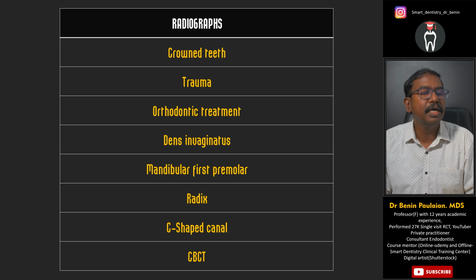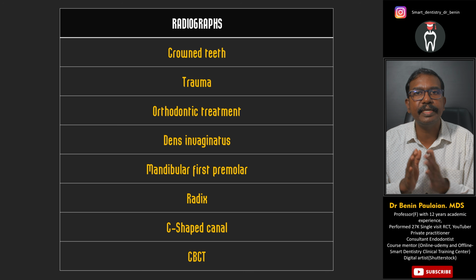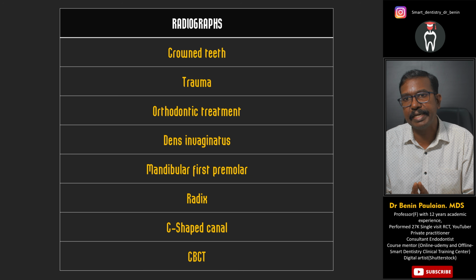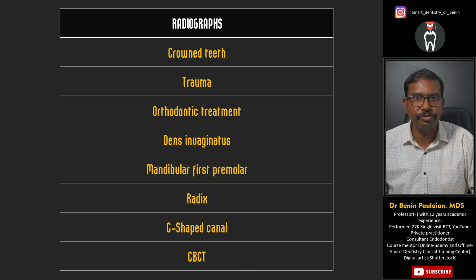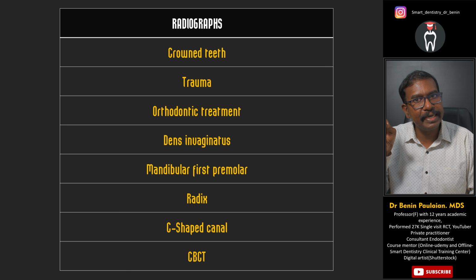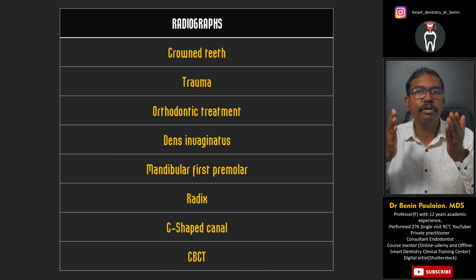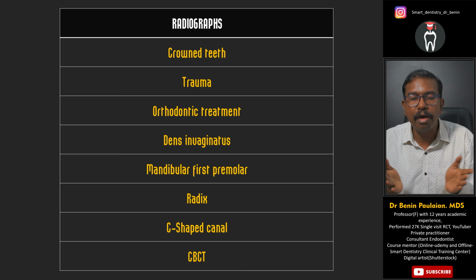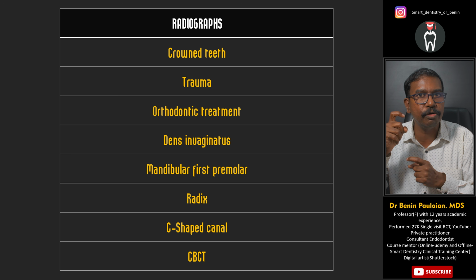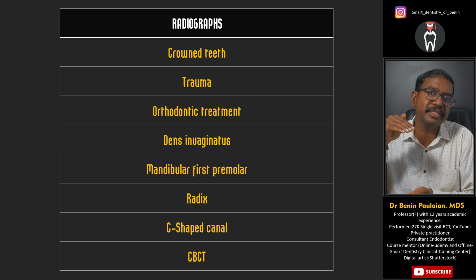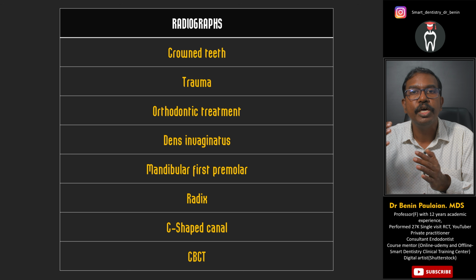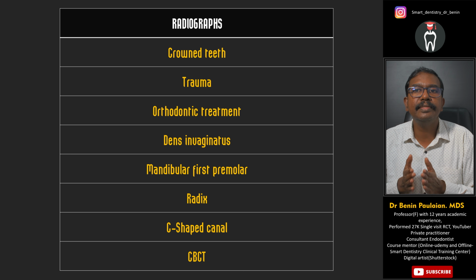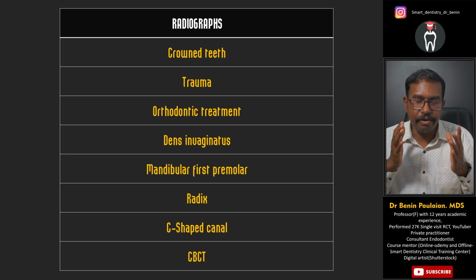Whenever there is a trauma, never start the treatment without taking a radiograph and a proper radiographic examination. If there is a previous history of trauma, then always look for open apex, root fractures, ankylosed tooth, or root resorptions. And whenever the patient has undergone orthodontic treatment, always look for shortening of the tooth length. There may be some form of resorption that has happened. And dens invaginatus, we have to pay attention.